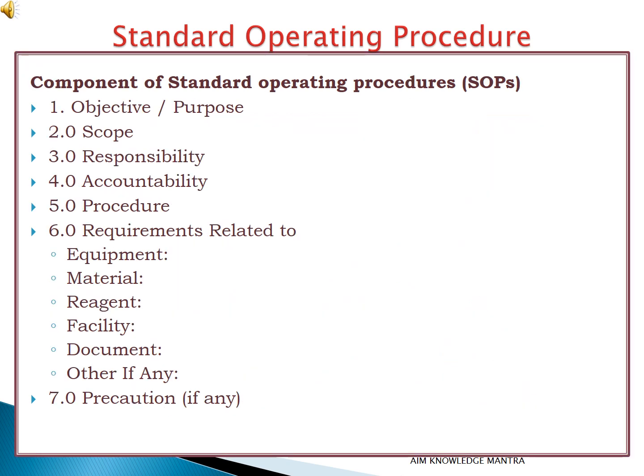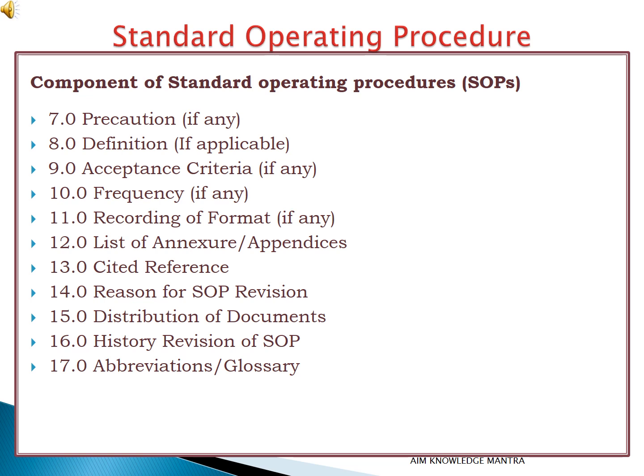Components of standard operating procedures, SOPs. 1.0 Objective, purpose. 2.0 Scope. 3.0 Responsibility. 4.0 Accountability. 5.0 Procedure. 6.0 Requirements related to equipment, material, reagent, facility, document, other if any. 7.0 Precaution, if any. 8.0 Definition, if applicable. 9.0 Acceptance criteria, if any. 10.0 Frequency, if any. 11.0 Recording of format, if any. 12.0 List of extra appendices.